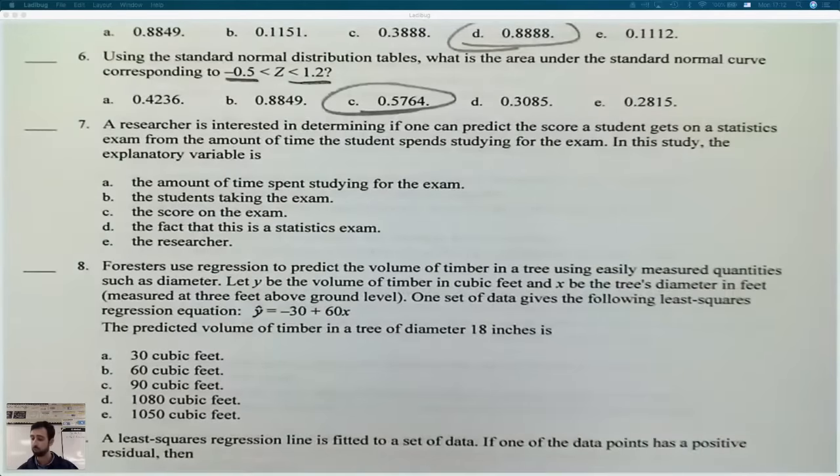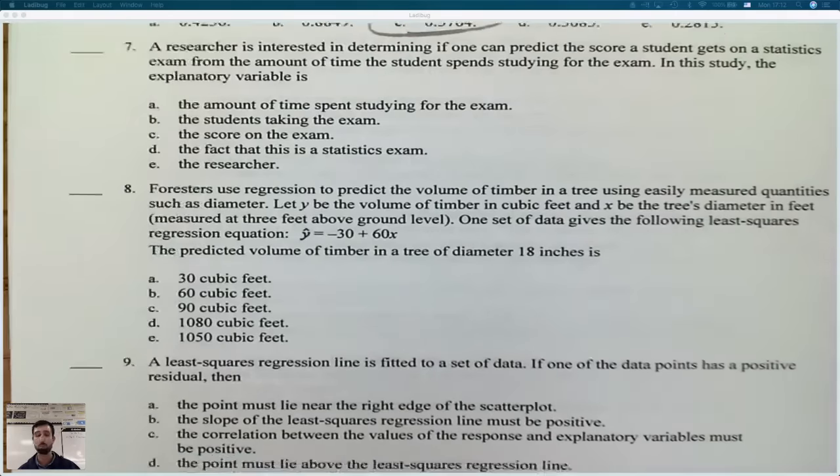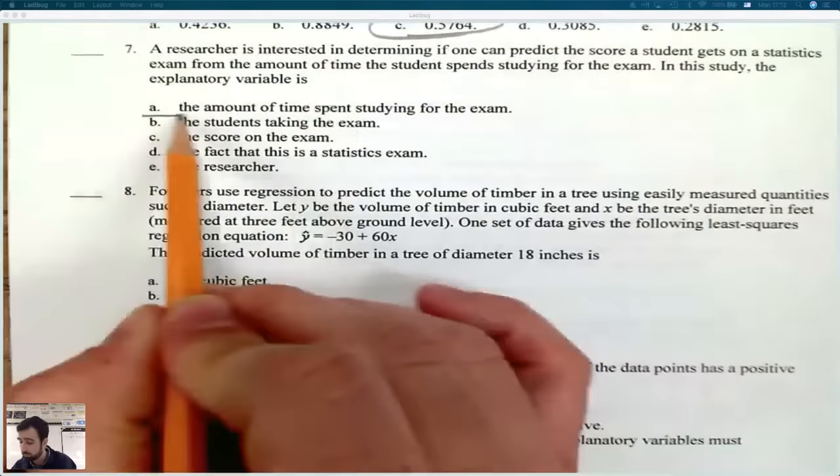Let's try number 7. A researcher is interested in determining if one can predict the score a student gets on a statistics exam from the amount of time the student spends studying for the exam. In this study, the explanatory variable is what? Remember, the explanatory variable is the independent variable. So in this case, that's going to be the amount of time studied for the exam.